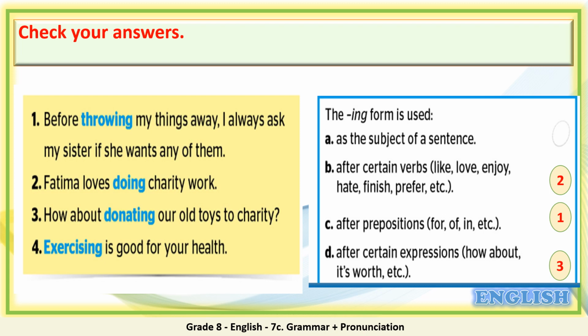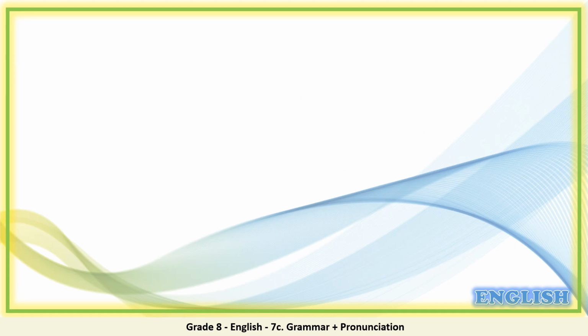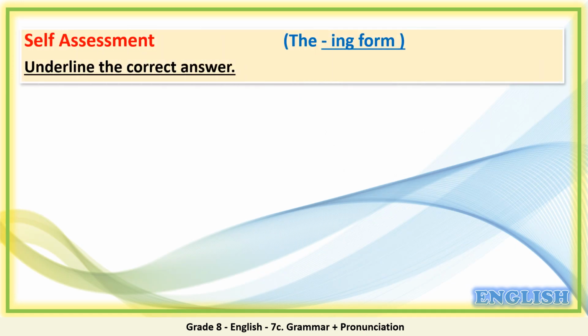4. Exercising is good for your health. What we have noticed here, my dear students, is that the ing form of the verb is used as the subject of a sentence. That is to say, it comes at the beginning of a sentence and it functions as its subject. Now we have self-assessment.